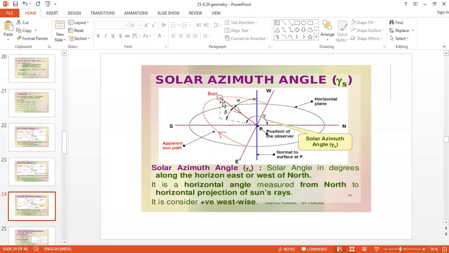Here we are seeing in this figure the horizontal angle measured from north to the horizontal projection of the sun's rays. It is considered positive west or negative east. So this is the solar azimuth angle gamma. Azimuth angle is denoted by the letter gamma and solar azimuth angle is denoted by gamma suffix s, and it is considered positive westwise.